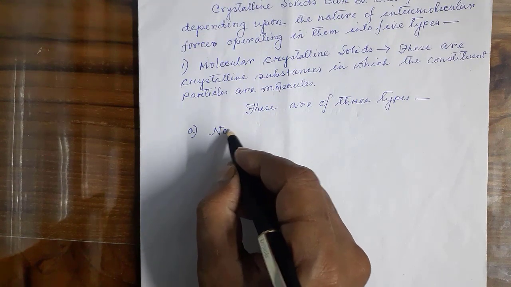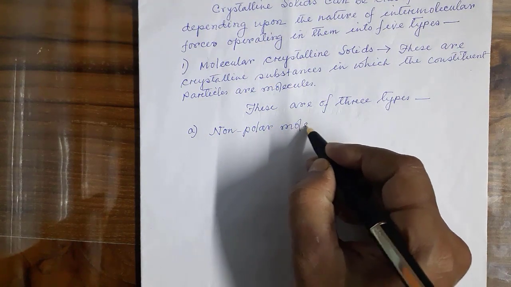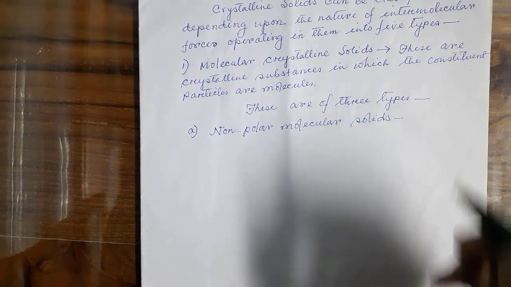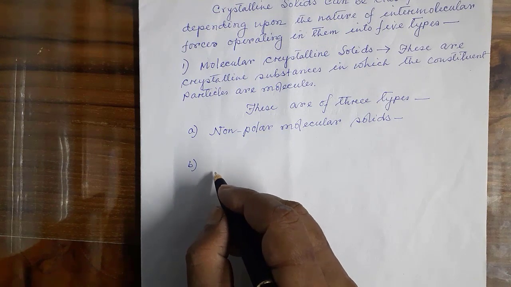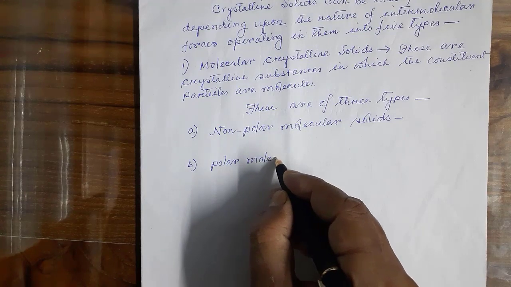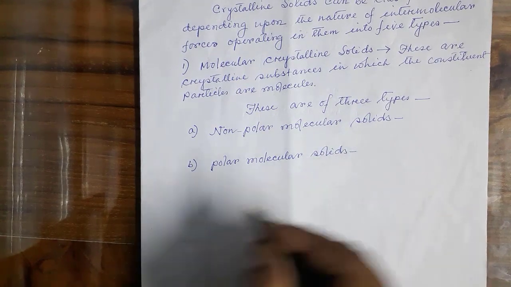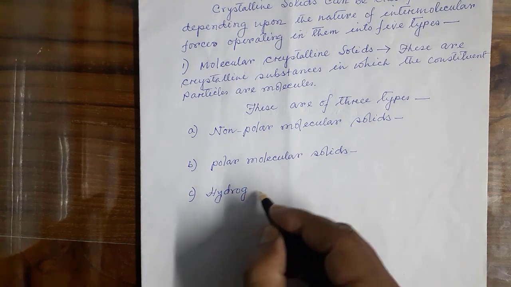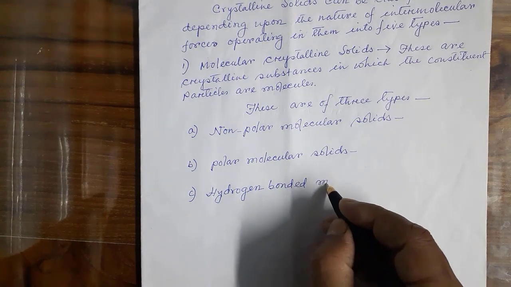A, nonpolar molecular crystalline solids. B, polar molecular crystalline solids. And C, hydrogen bonded molecular solids.